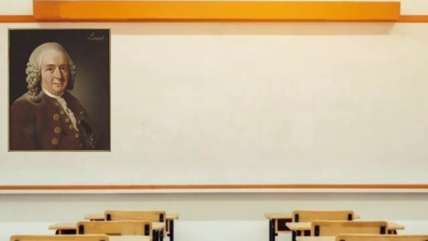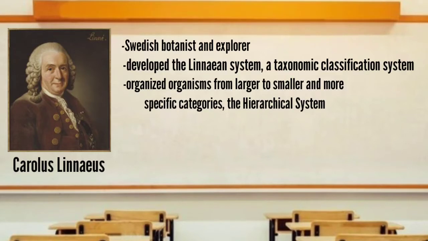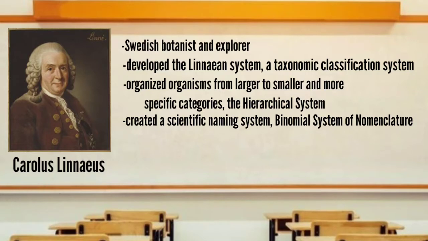Do you know who he is? He is Carolus Linnaeus, also known as Carl von Linné. He is a Swedish botanist and explorer who developed the Linnaean system, a taxonomic classification system which organized organisms from larger to smaller and more specific categories, the hierarchical system. He also created a scientific naming system, the binomial system of nomenclature.